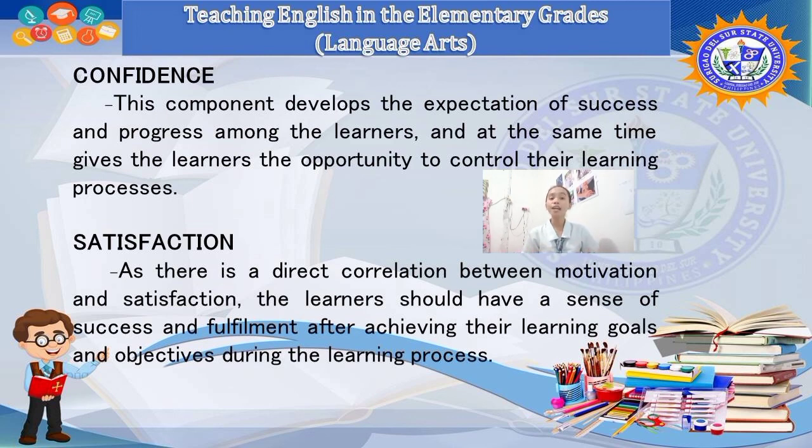Next, we have satisfaction. As there is a direct correlation between motivation and satisfaction, the learners should have a sense of success and fulfillment after achieving their learning goals and objectives during the learning processes. Students will appreciate the relevance of the topic and also by activating the goals and objectives that the teachers implement for the topic.